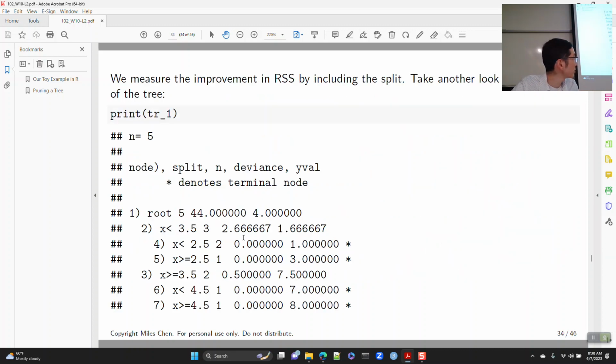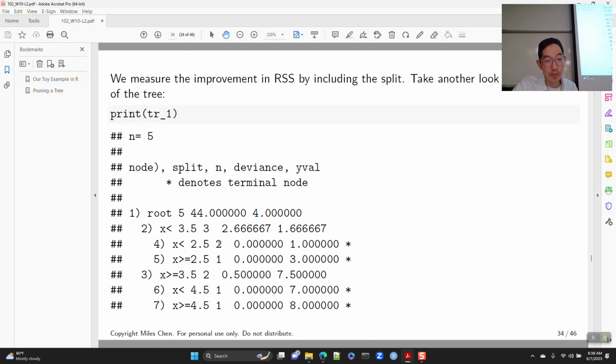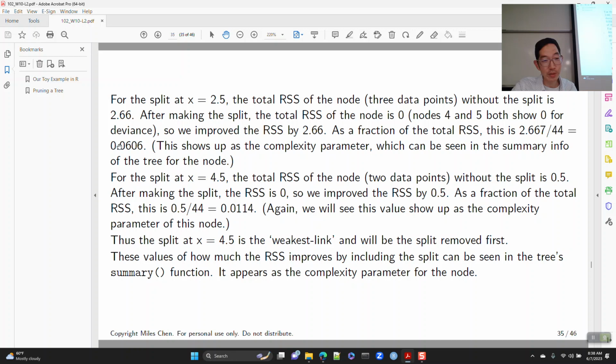How much improvement did we get? It went from 0.5 down to 0. So our improvement would be 0.5 divided by the total RSS at the beginning of 44. So 0.5 divided by 44 is 0.0114. Okay, and then over here, our improvement goes from 2.66 down to 0. So our improvement would be 2.66 divided by 44. That's an improvement of around 6%.